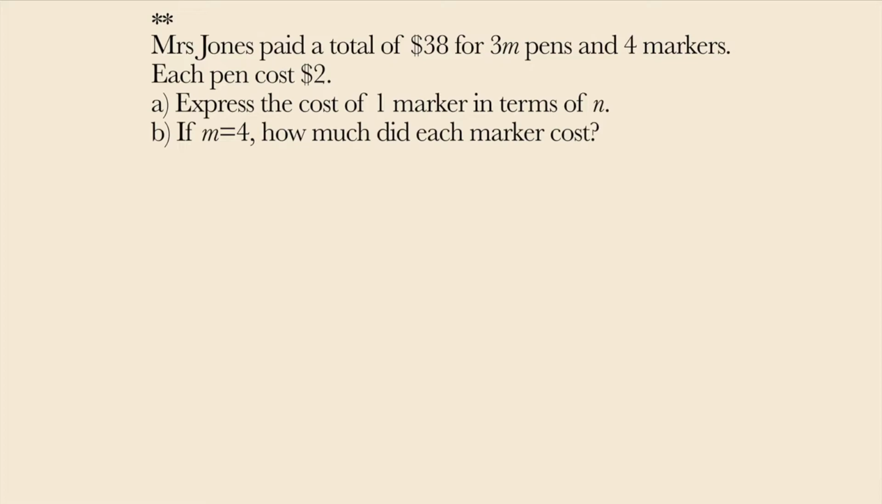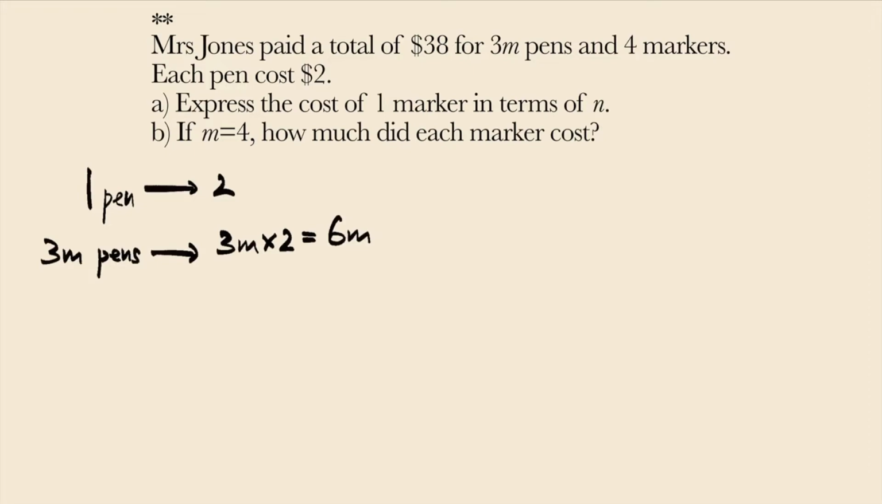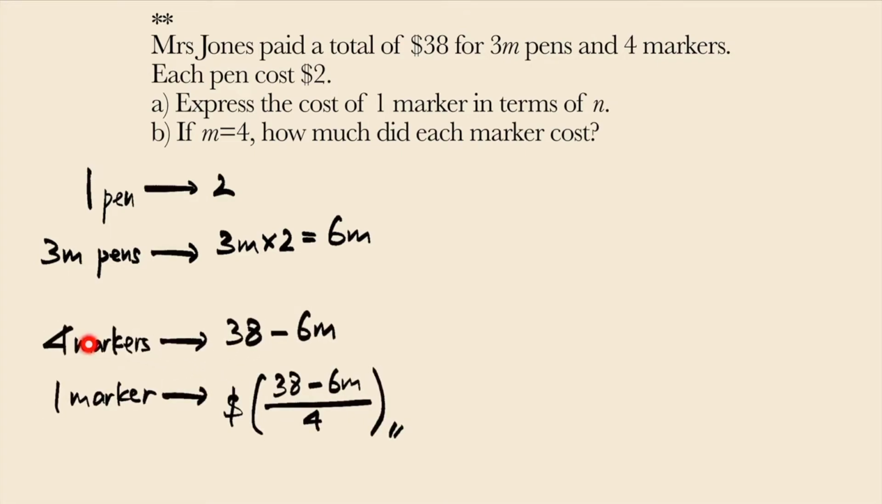Mrs. Jones paid a total of $38 for 3M pens and 4 markers. So 1 pen is going to cost $2 as we're told here. 3M pens, well, 2 pens, you're going to times 2. 3 pens, you're going to times 3. What about 3M pens? You are going to times 3M. So what's 3M times 2? That is $6M. Now, if the total is 38, does that not mean the 4 markers will be 38 minus the total spent on pens? Because if the total cost for pens is 6M, what's the total cost for the 4 markers? It would be 38 minus 6M.